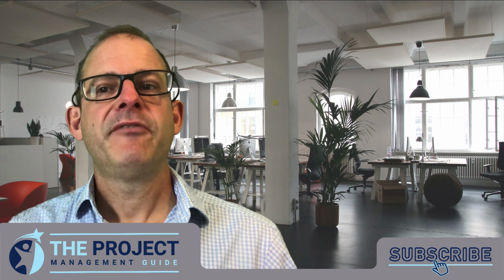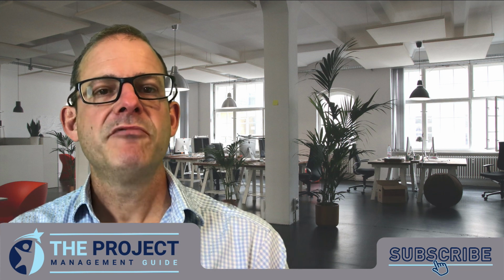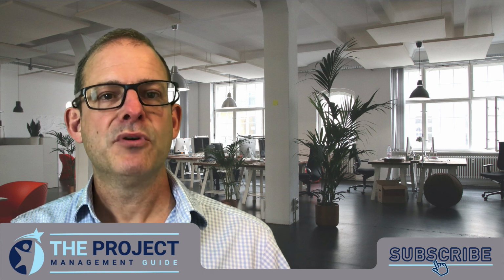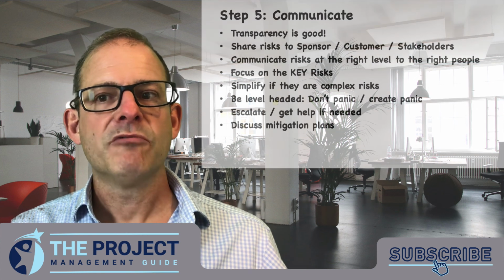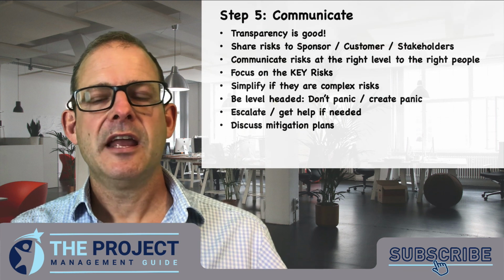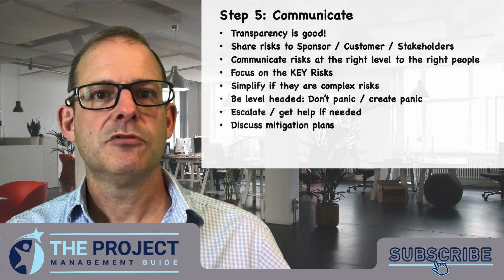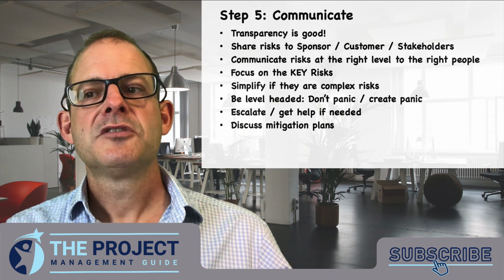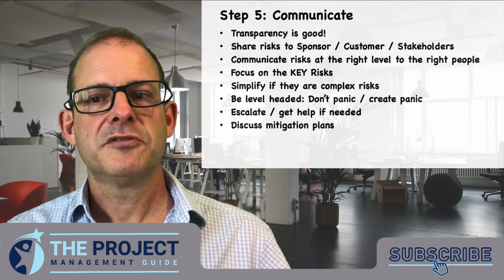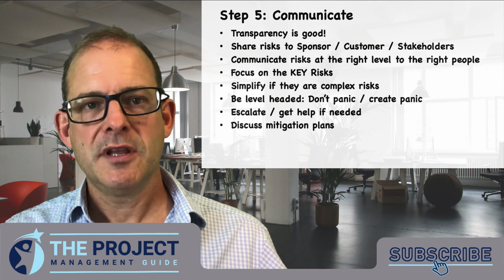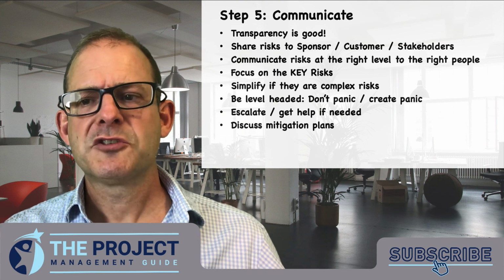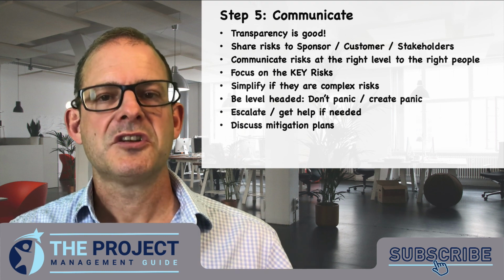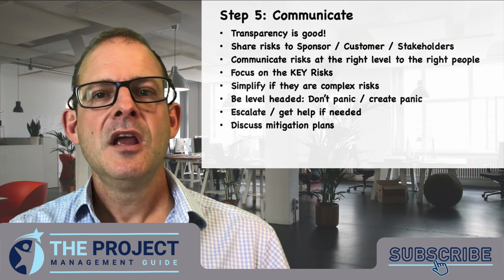And finally, step 5 in our risk management process, we really need to communicate. Transparency on risk management is really important. It's really good to share our risks. We need to be communicating with our project sponsor and our customer and our stakeholders. We need to communicate the risks at the right level to the right people, and we need to obviously focus on the key risks, so we don't want to be bothering those people with the small, low-level risks. We want to make sure that they understand all the way through the project what the risks are on the project.